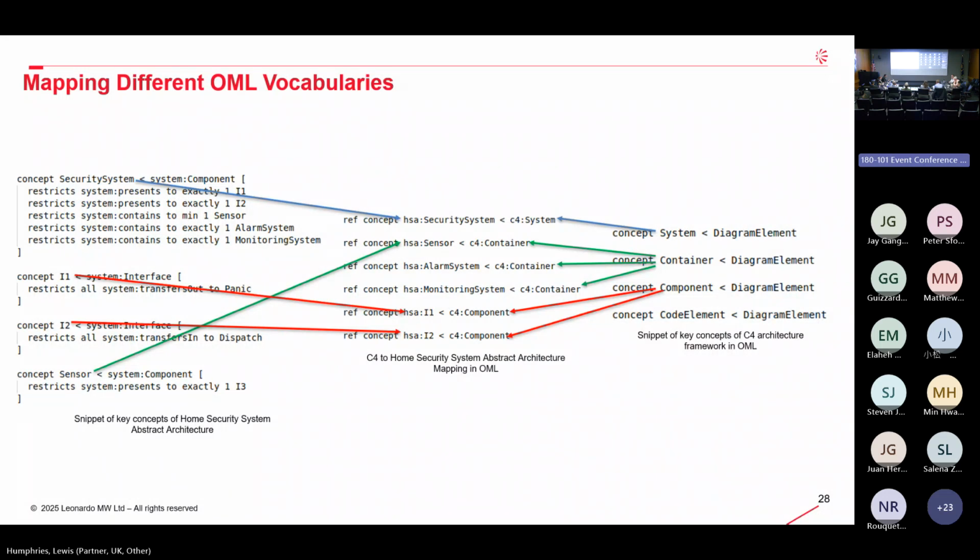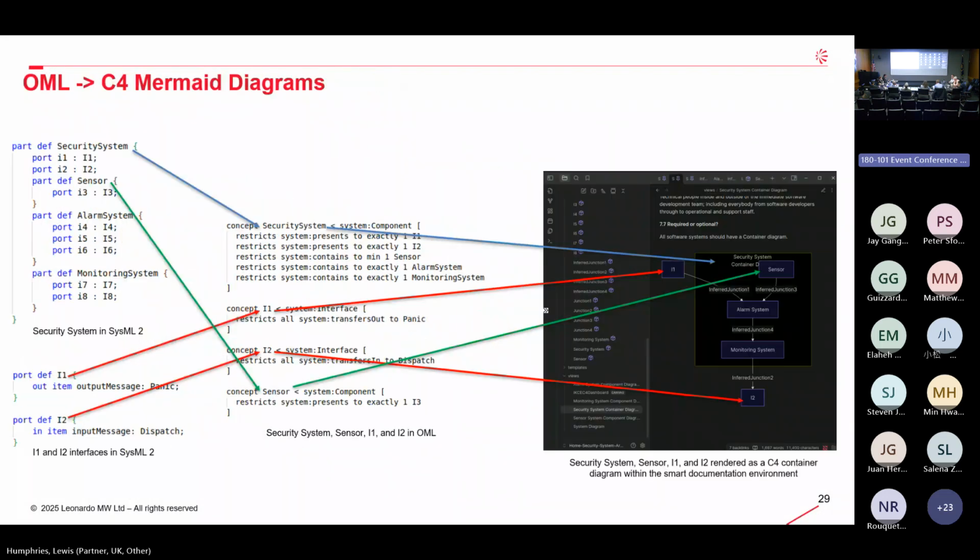And what this lets us do is go from a SysML diagram, map it to the OML vocabulary, and then using that mapping vocabulary, map it to our smart documentation environment, which we are using. So you've got the various nodes in that C4 diagram on the right, and they map to specific parts of the abstract architecture's vocabulary.